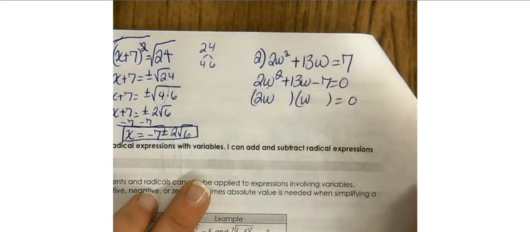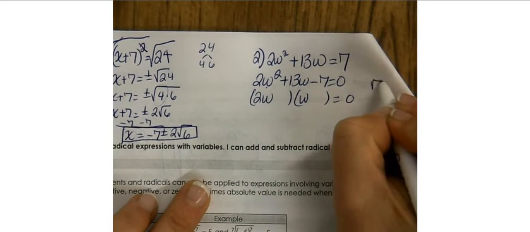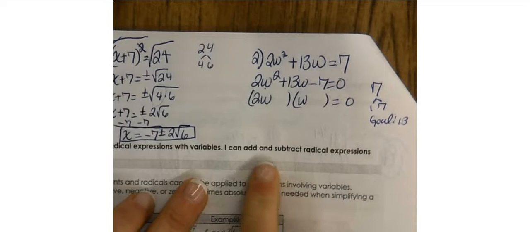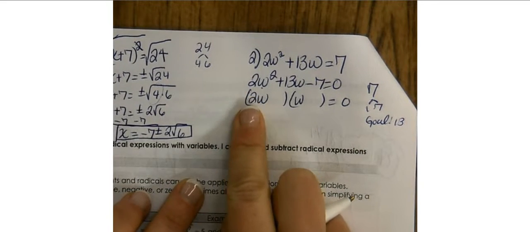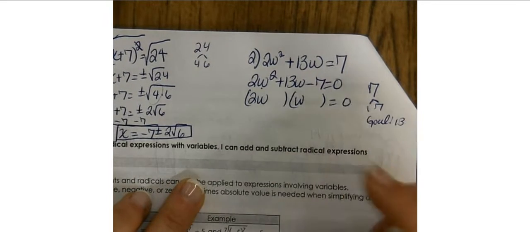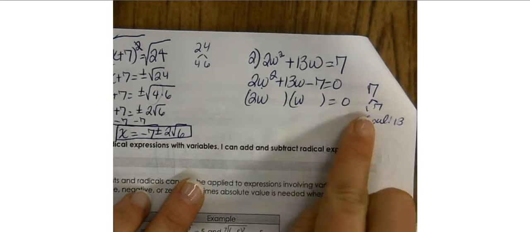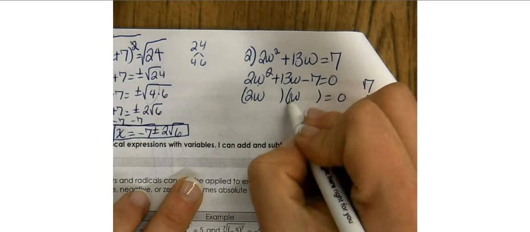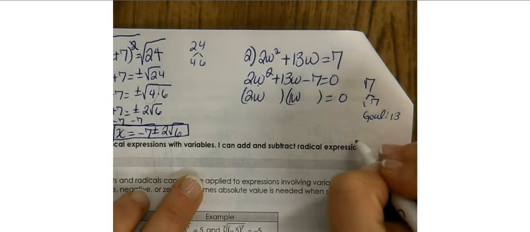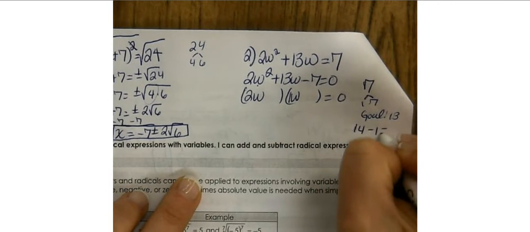So I'm going to split apart the 2w squared into a 2w and a w. And I'm going to look at the factors of 7, which are 1 and 7, and my goal is to get a 13. Now I'm going to try 2 times 7, I know is 14, and 1 times 1 would equal 1, because there's a 1 right here. So 1 times 1 is 1, and so I know that a 14 minus 1 would equal a 13.